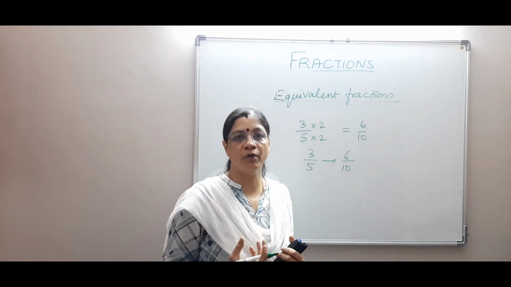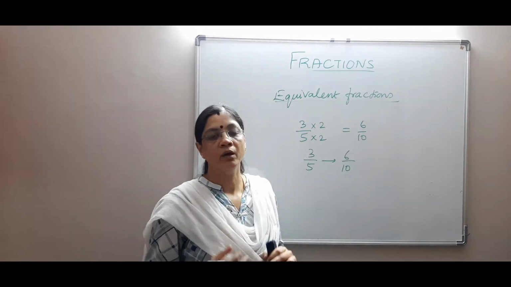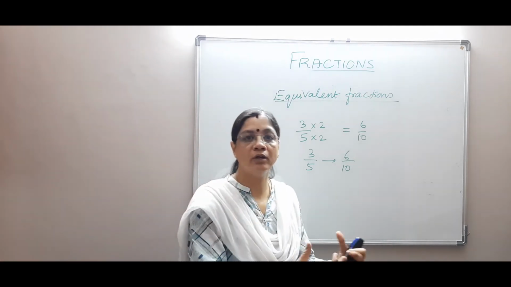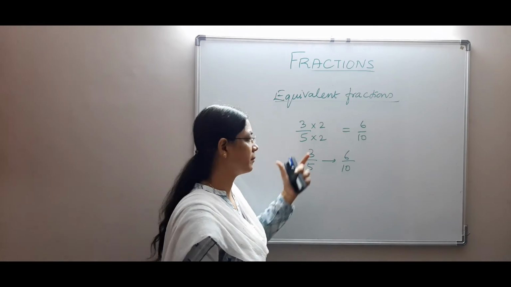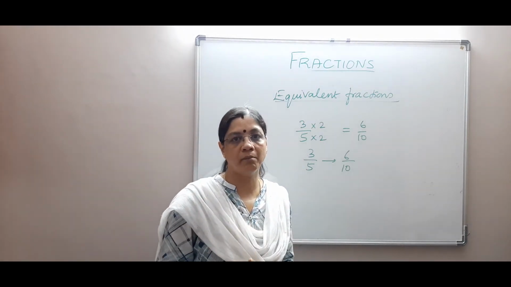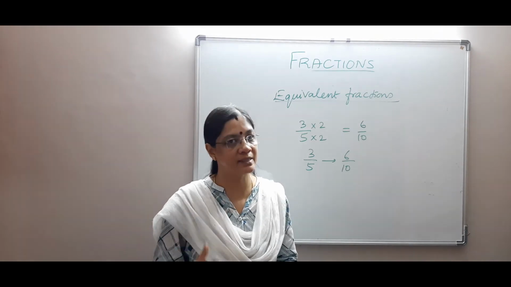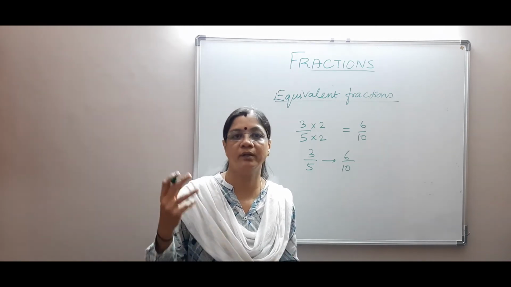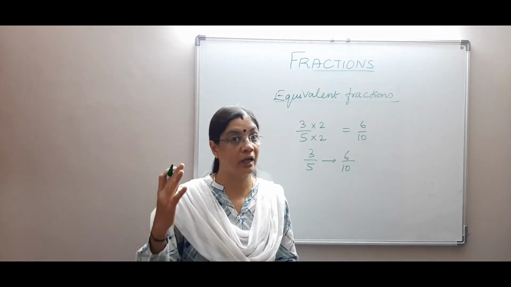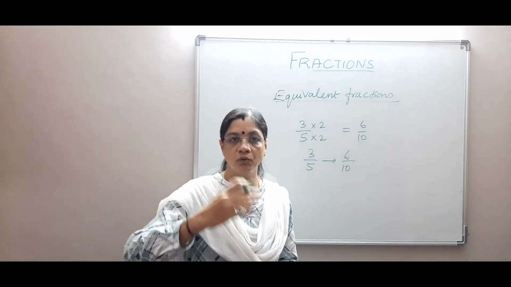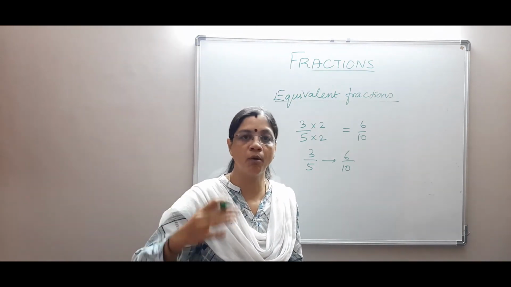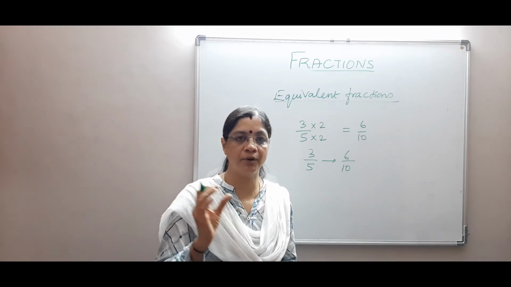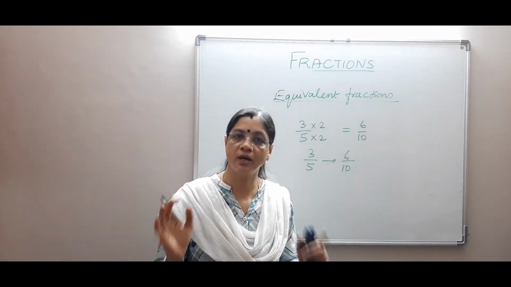Now, how do we verify whether they are equivalent? If you are given 3 by 5 and 6 by 10 separately, how do you verify whether they are equivalent fractions? We know how to bring equivalent fractions from a given fraction: we either multiply them by the same number or divide them by the same number. But if two fractions are given, how do we find whether they are equivalent? I've told you how to find equal fractions, that is by reducing them to the simplest form. We see that they have the same simplest, reduced form, so we say those two fractions are equal fractions.